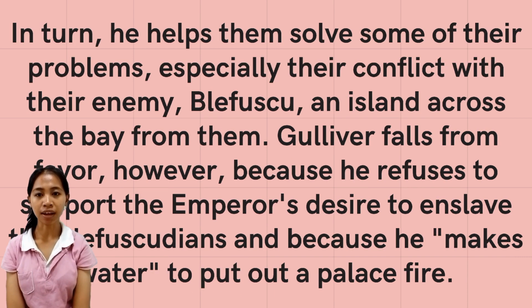In return, he helps them solve some of their problems, especially their conflict with their enemy, Blefuscu, an island across the bay from them. Gulliver falls from favor, however, because he refuses to support the emperor's desire to enslave the Blefuscudians and because he makes water to put out a palace fire.